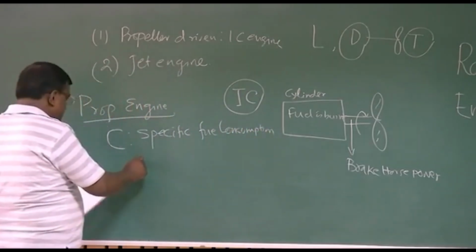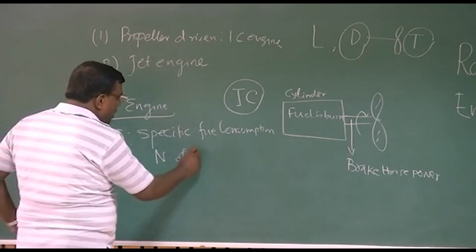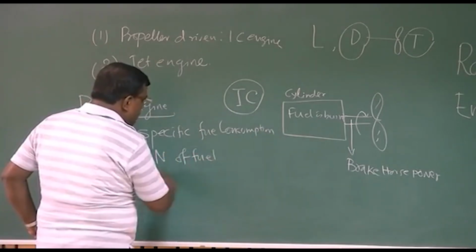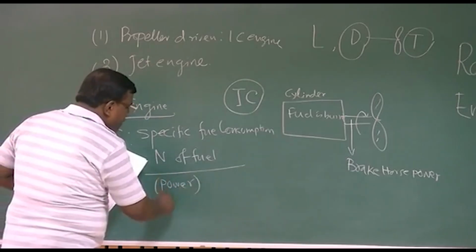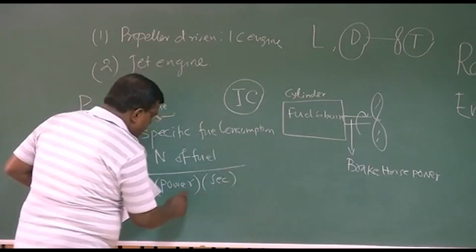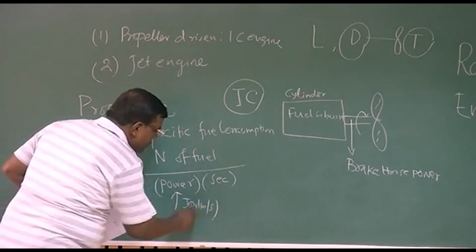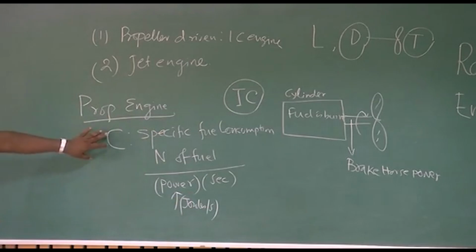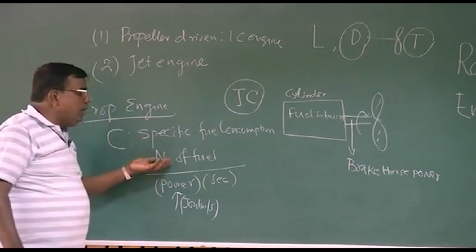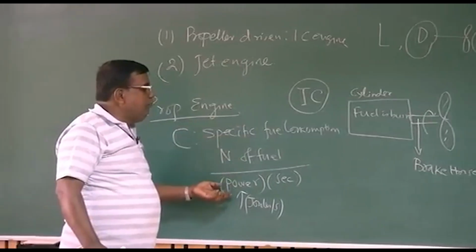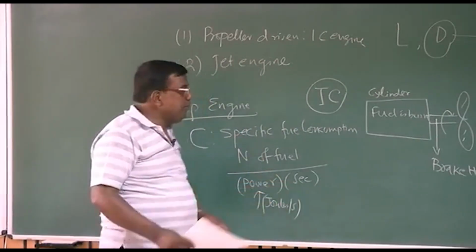Typically, this is defined as Newton of fuel consumed per unit power per unit second. That is, for power, I will write joules per second. So if I try to see dimensionally what the specific fuel consumption is, it is the Newton of fuel consumed per unit power, which is joules per second, per unit time, second, right?